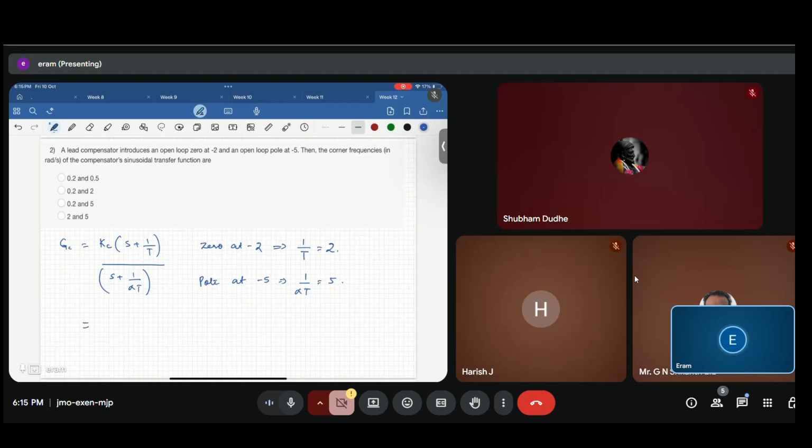This can also be written as, okay, so this is in time constant form. So the corner frequencies will be 1 by T and 1 by alpha T. Okay. So now can you identify the corner frequencies? It will be 2 and 5 only. Any doubt?